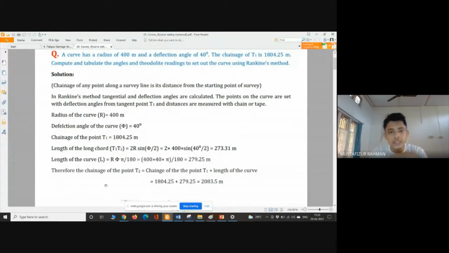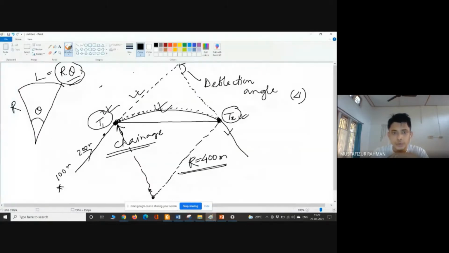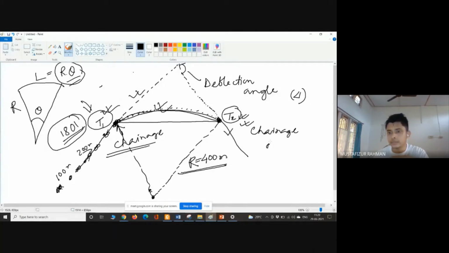Now, because the chainage of T1 point was given, we can find out the chainage of T2 point. Here, the chainage was given. That means what is the value of this carrying out survey work? What is the distance from here? We can know 1/8 something was there. We just have to add the length of this curve so that we will get chainage of T2, right?